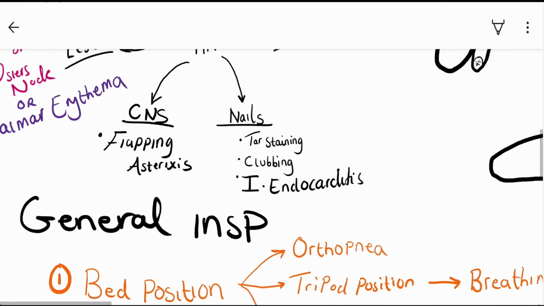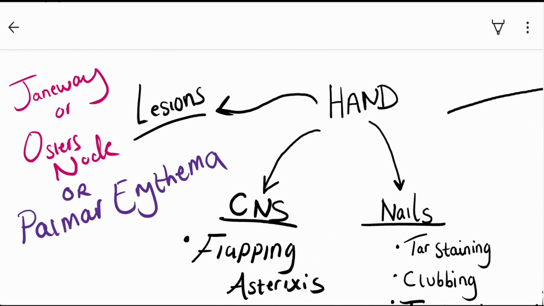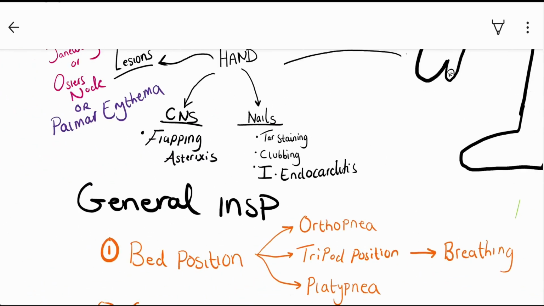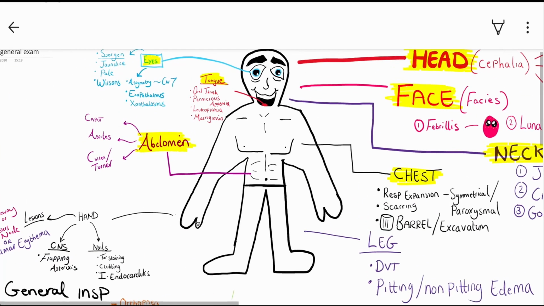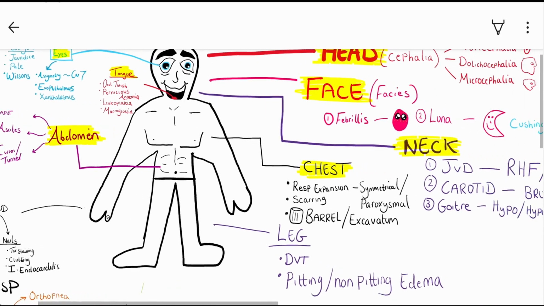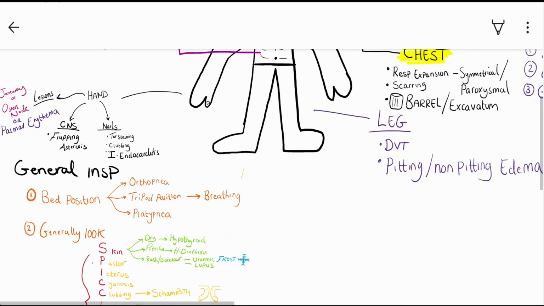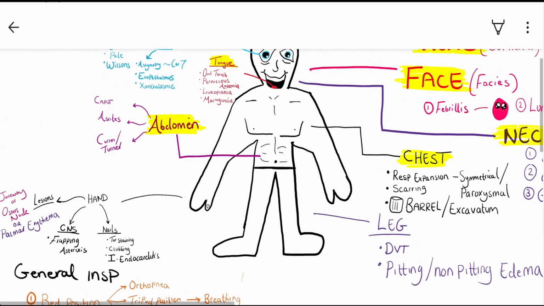Okay. And looking towards the palms, you could have these lesions such as palmar erythema, indicative of liver diseases, or other lesions such as Osler nodes or Janeway lesions, also associated with infective endocarditis. Okay. Now, of course, this is not everything, all right, but I think it's a good starting base, all right. If you want to add some stuff on top, then definitely go for it.